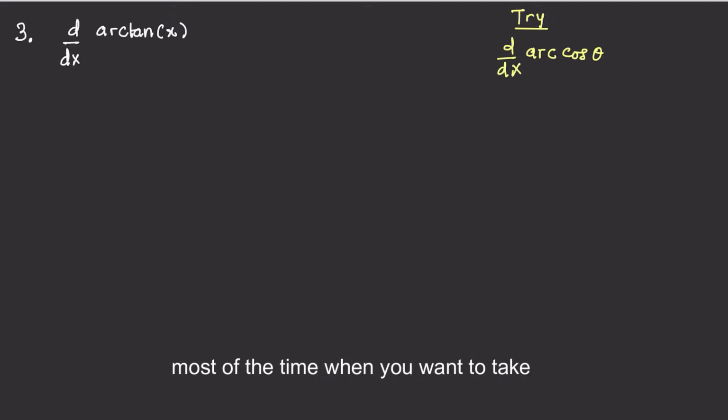Now, most of the time when you want to take the derivative of a function that you don't know, most likely you want to write it in a form of something you know, something you can take the derivative of. For example, you can take the derivative of sine x, you know the derivative of cos x, and you know the derivative of tangent of x. However, we don't know how to take the derivative of arctan of x, and that's what we want to do in this video. First of all, we have y equals arctan of x.